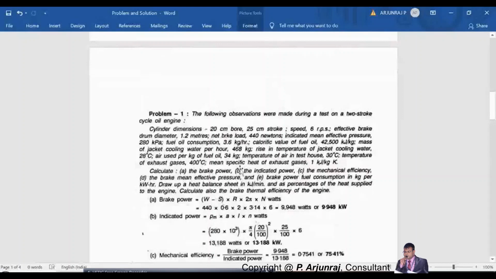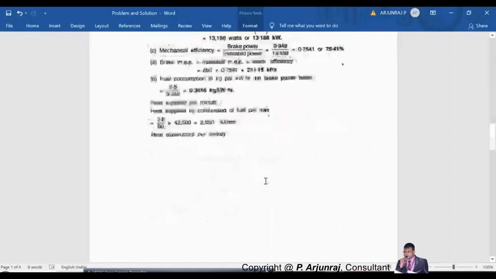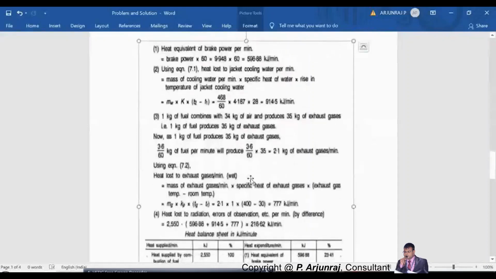And you know, the given specific heat of the exhaust gas is 1 kJ per kilogram Kelvin. You can use this value 1. And you need to use this 34 value to find out the mass flow rate of the gas, and they also gave the temperature difference. So the room temperature is 30 degrees, and if they have not given it, you can assume it. And they also gave the exhaust gas as 400 degrees Celsius. Considering all this, 34 kg they gave. Okay.